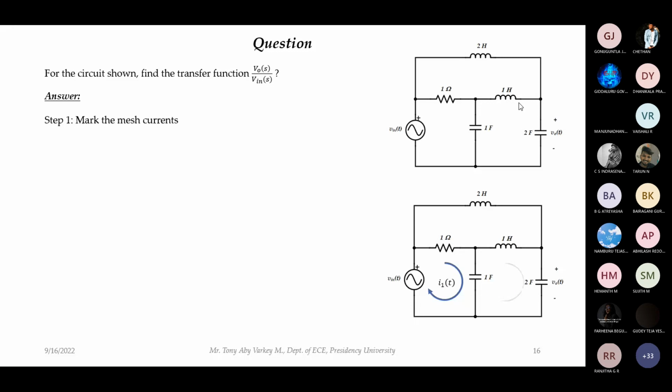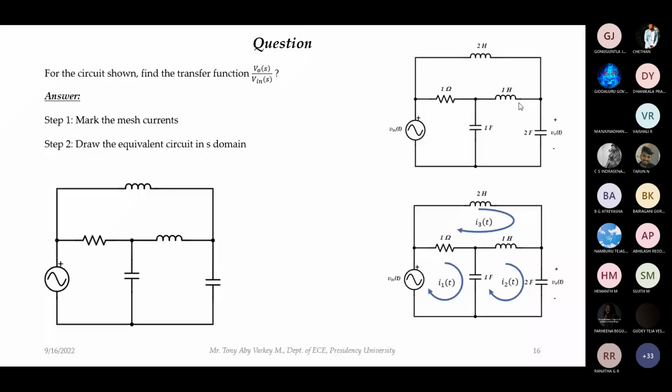I'm taking this as I1, the second mesh as I2, and the third one as I3. Now let us proceed using the S domain format. If you want, you can do it the other way also. So I'm going to transform this circuit into S domain. What will V in of t become? V in of S. V output of t will become V output of S. Now 1 ohm will become what? 1 ohm resistance itself. Is it clear?